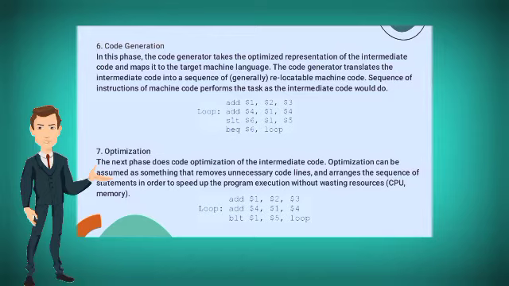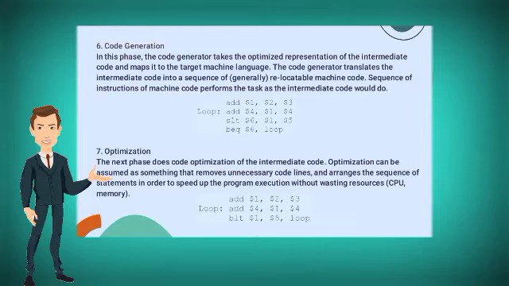Six, code generation. In this phase, the code generator takes the optimized representation of the intermediate code and maps it to the target machine language. The code generator translates the intermediate code into a sequence of relocatable machine code. The sequence of machine code instructions performs the same task as the intermediate code.